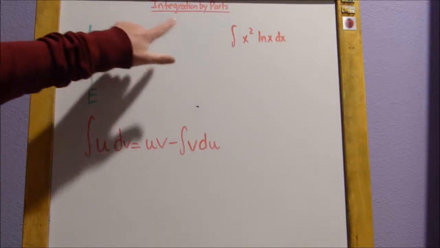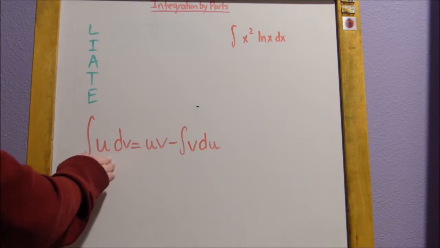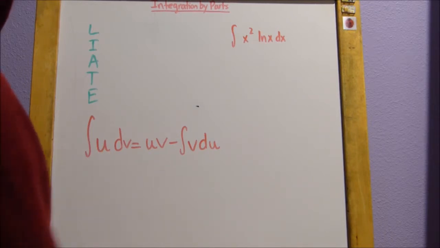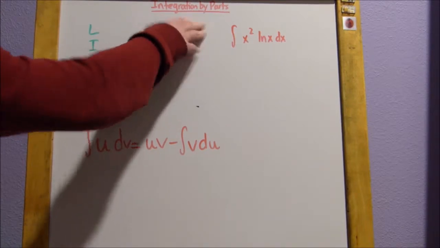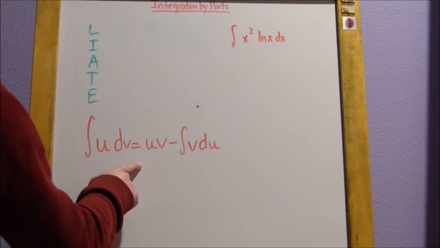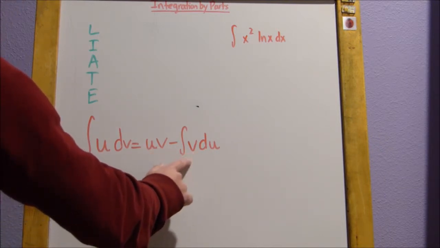Let's talk about integration by parts. Integration by parts is kind of what it sounds like. It's where you have two functions, specifically a product or a quotient, and you try to evaluate the integral of that. So the integration by parts formula is the integral of u times dv equals u times v minus the integral of v times du.